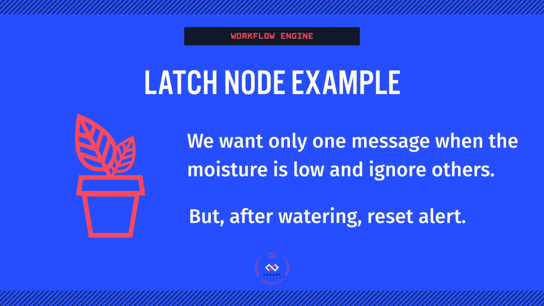Instead, what we really want is one message when the moisture is low. So we need a conditional that allows us to check the moisture data, and when the value goes below our threshold, we only get one text message. Then, after we water the plant and the moisture level goes above the threshold again, if it ever goes back down, we want that message again. So overall, this is called one-time branching, and the latch node is how you do it within the workflow engine.